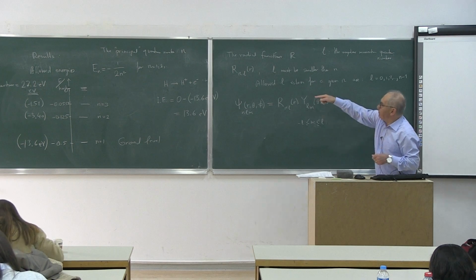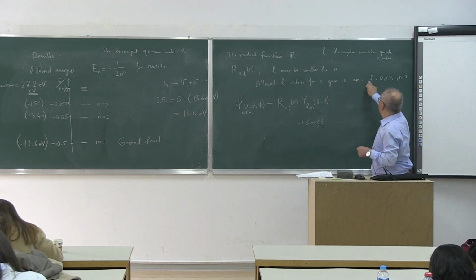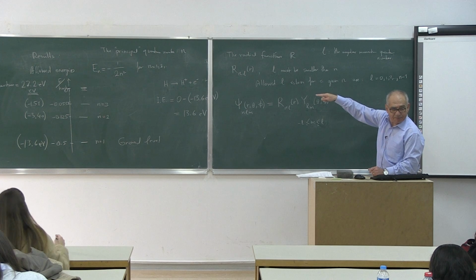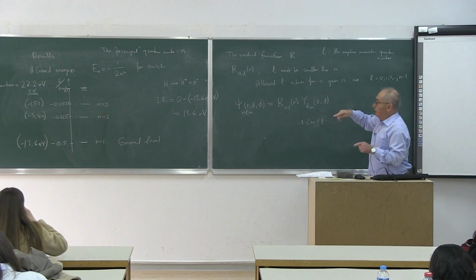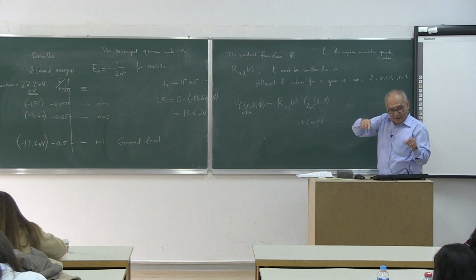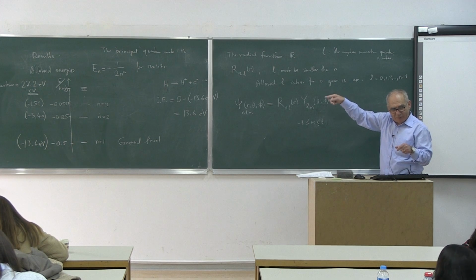Now, in this problem, L values are also restricted with respect to the principal quantum number, in the sense that the largest value for L is 1 less than the n quantum number, n minus 1.